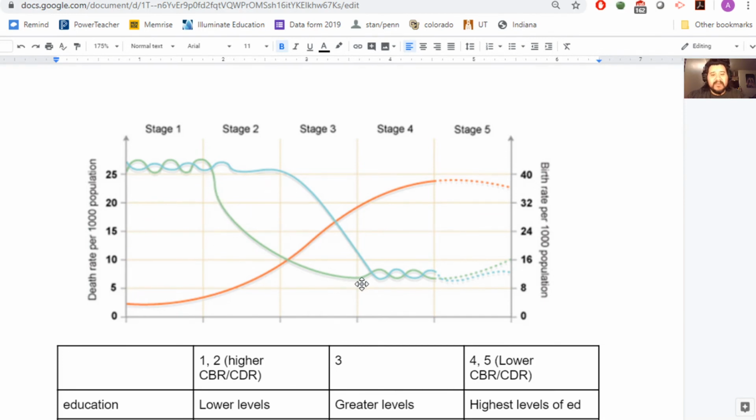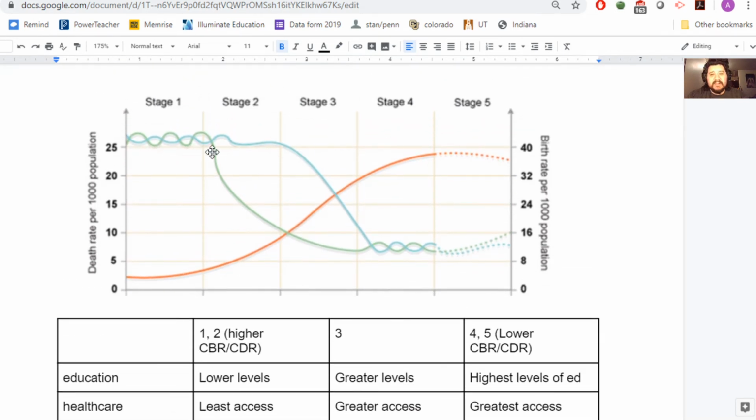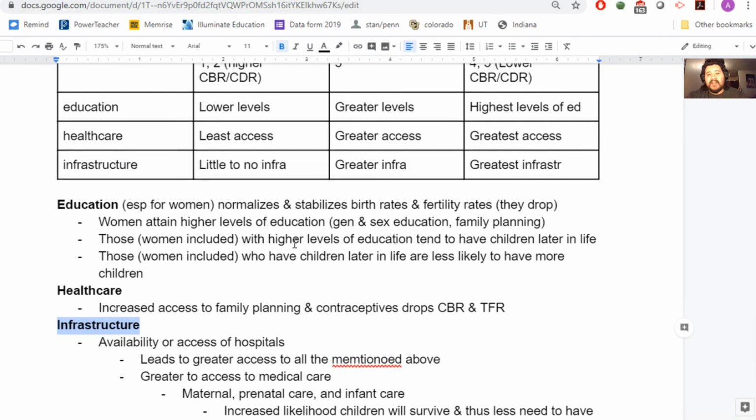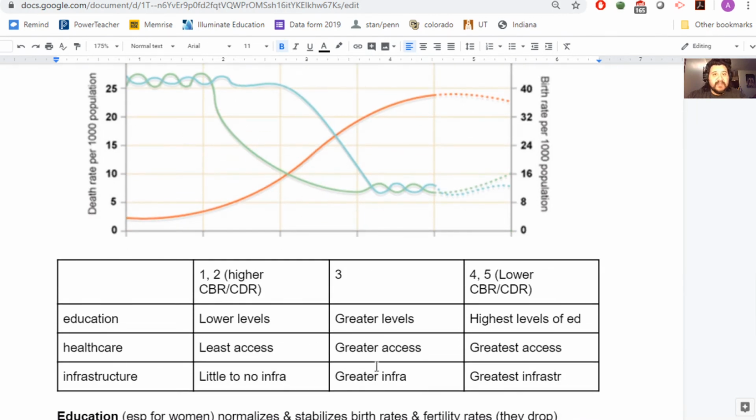So we need better healthcare than we did before, but we also need to start increasing, 1, access to education, especially for women. 2, make sure that access includes things like general education and sex education, access to healthcare, family planning, contraceptive services, and increased prenatal and maternal care. To finally make your way to stage 4, stage 5, you need to have all that stuff together, plus greater ease of access, right? So we can have large portions of populations who don't have access to any of these 3 factors, education, healthcare, infrastructure.